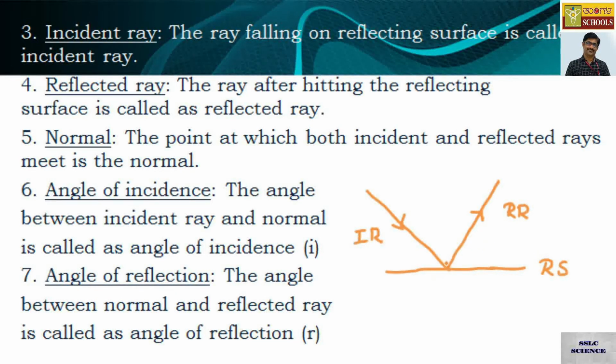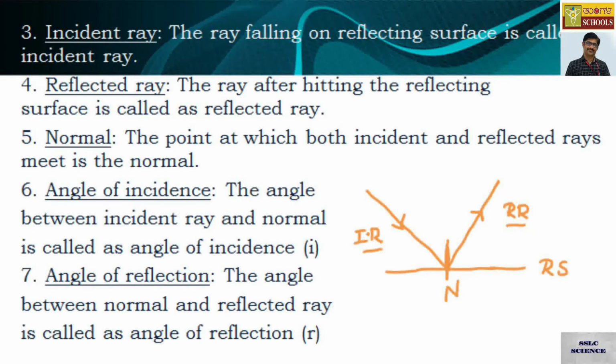And we have a normal drawn here. So this is the normal drawn, or simply normal you may call. The point at which both incident ray and reflected ray meet, that is known as normal.